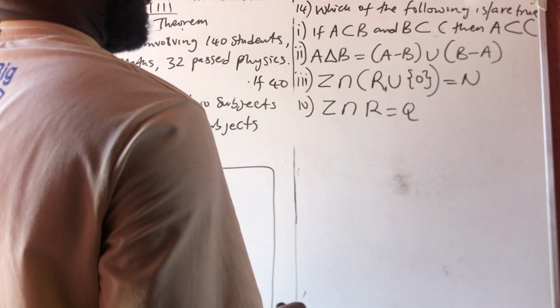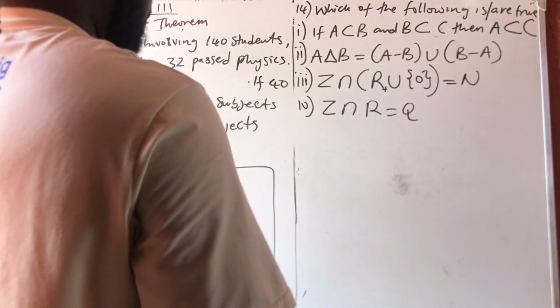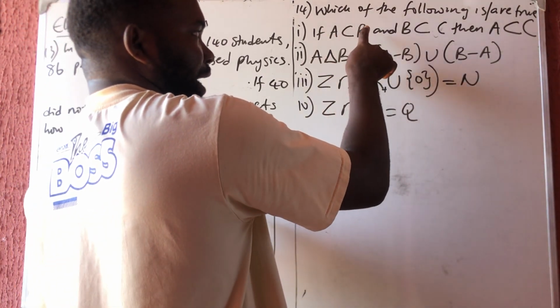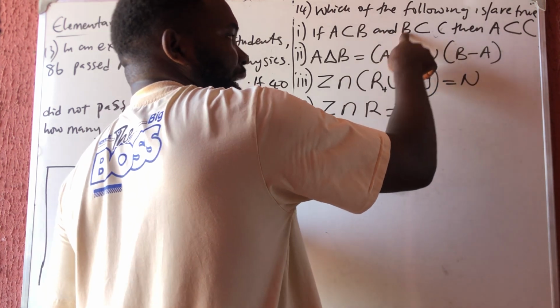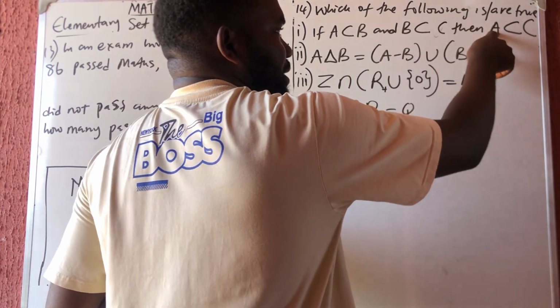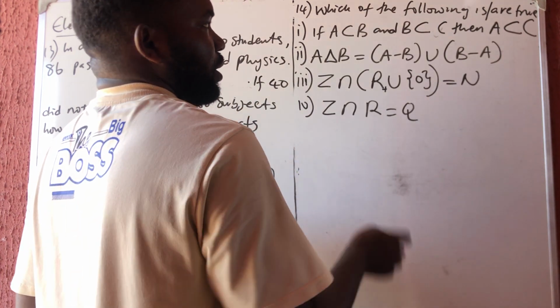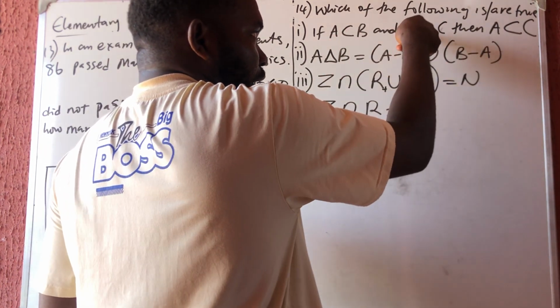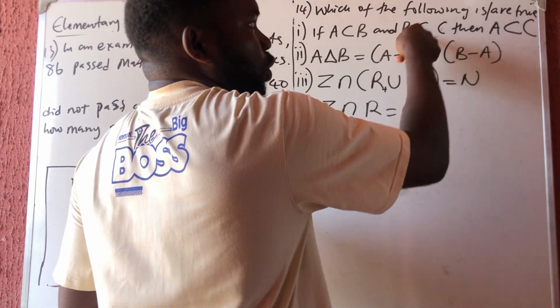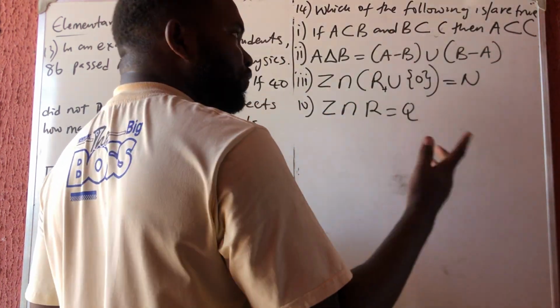Okay, let us analyze them. Now, they say that if A is found inside of B and B is inside of C, does it mean that A is inside of C? Yes. It's very, very correct. If A is inside of B, and B is inside C, automatically A is inside C. So it's very, very correct.